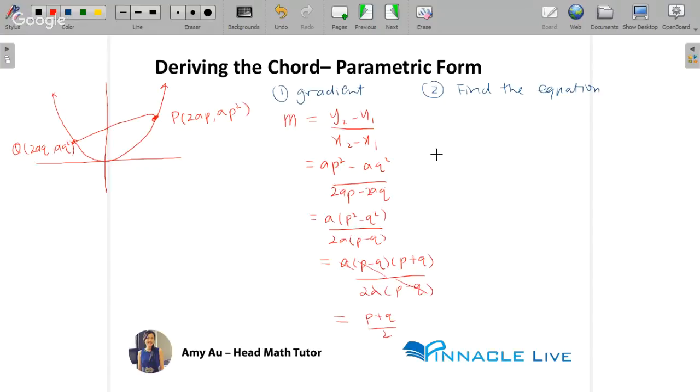And then the second step, find the equation. How are we going to find the equation? Point gradient formula yet again. So the gradient is (p plus q) on 2. The point, just pick one of them, so let's say 2ap, ap squared. And we are shoving it into this formula. All right, so let's stick everything in there.